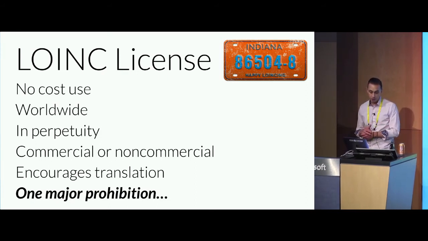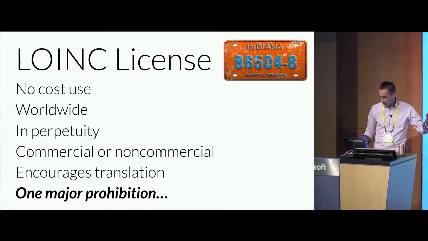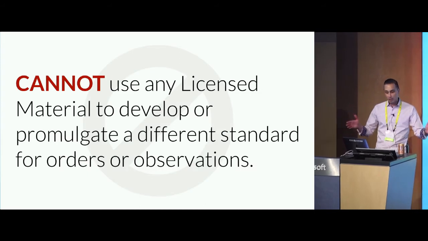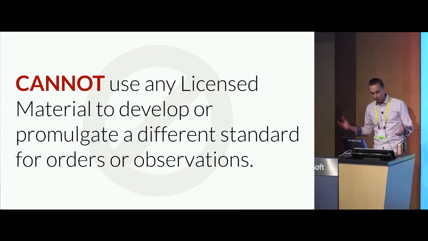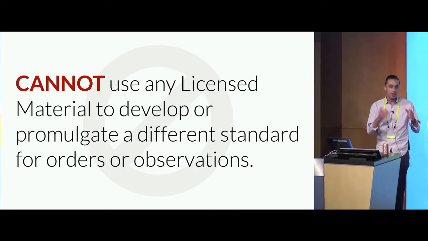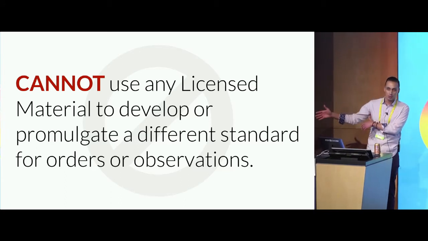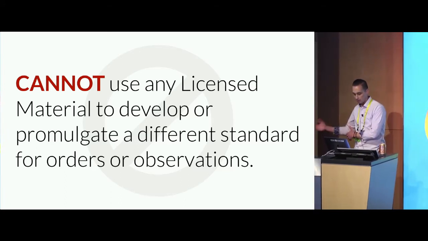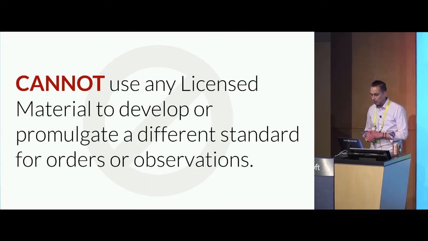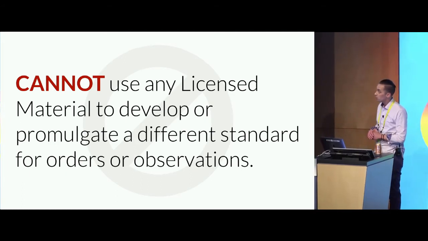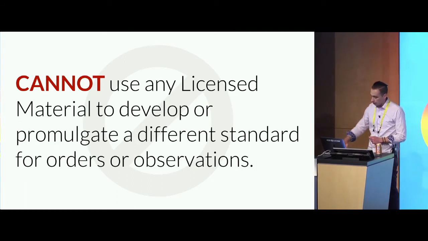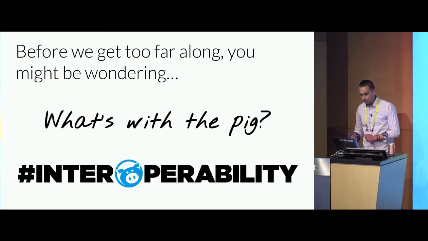It allows redistribution, it encourages translation. Really the most important thing you need to know from a license as far as what you cannot do is that you just can't use LOINC or any of the related licensed material to make a different standard for the same purpose that LOINC was designed for. So you can't use LOINC to make a different standard for orders and observations because that sort of defeats the whole purpose of having a universal language.